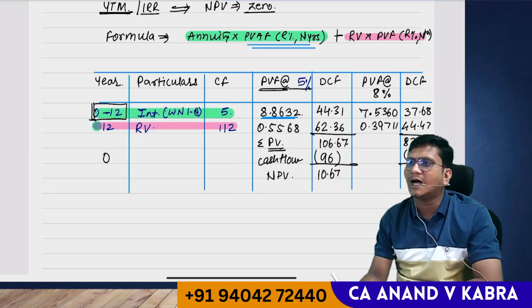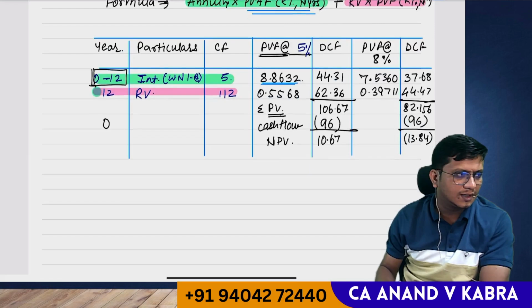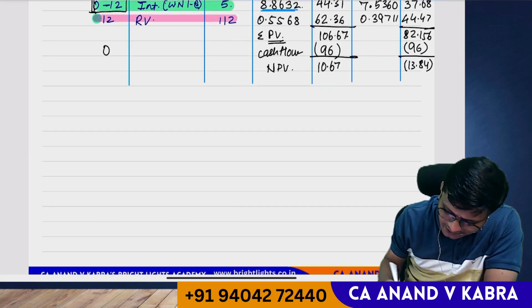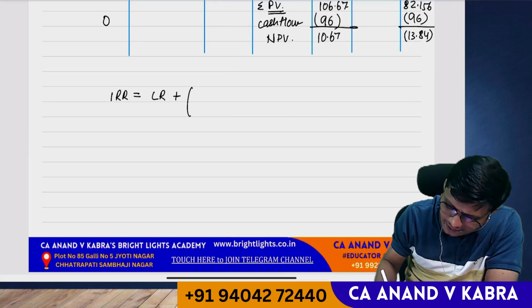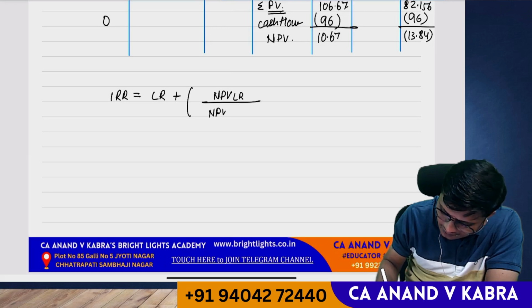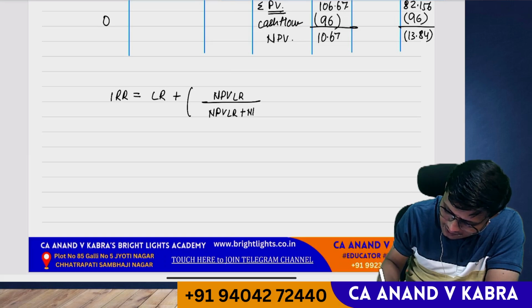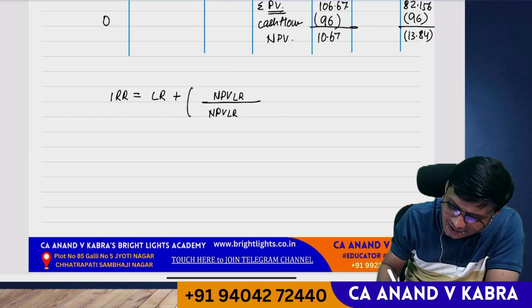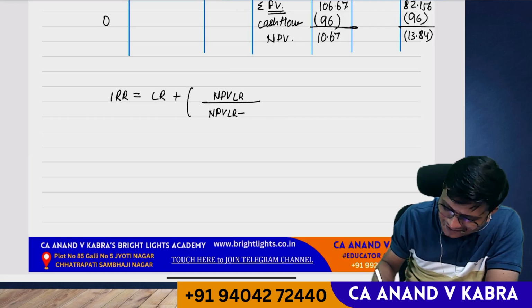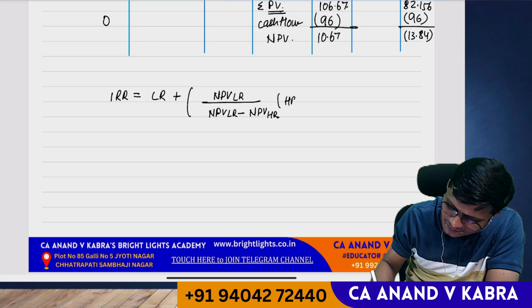Now we can calculate IRR. What is the formula for IRR? IRR is equal to lower rate plus, in bracket, NPV at lower rate divided by NPV at lower rate plus NPV at higher rate, bracket close, into higher rate minus lower rate.